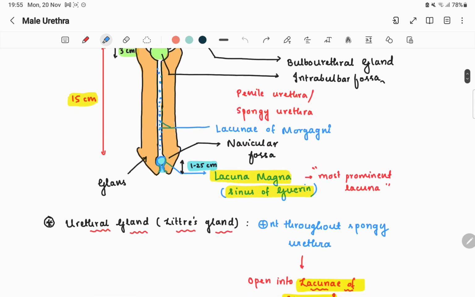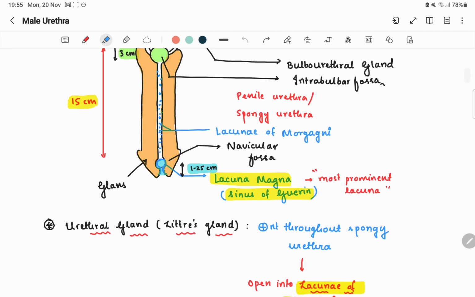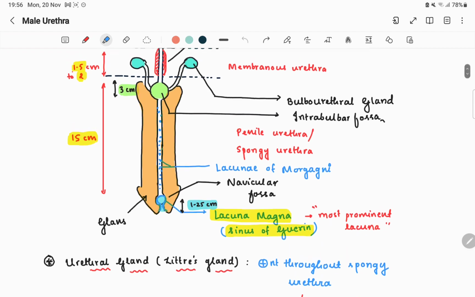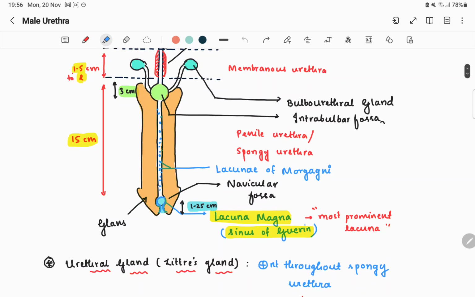And you have a fossa, the navicular fossa, in this part, a dilated part. And this part is called the lacuna magna or sinus of Guerin, which is the most prominent lacuna that is present. This whole part is called the lacuna of Guerin, or the sinus of Guerin, and also the lacuna magna. And this is the glans, you can see.